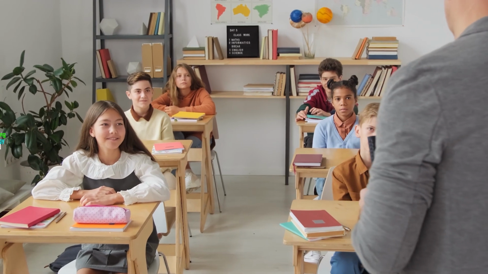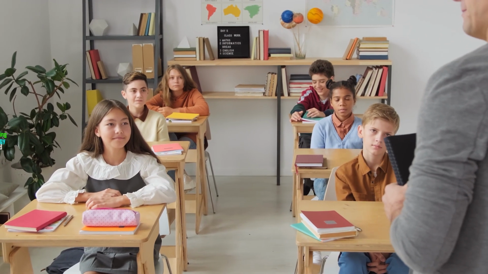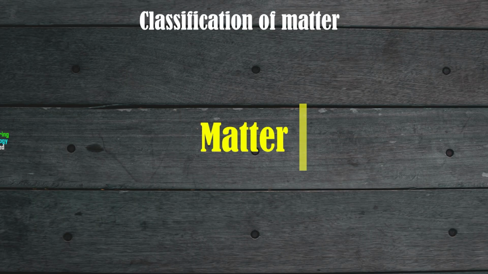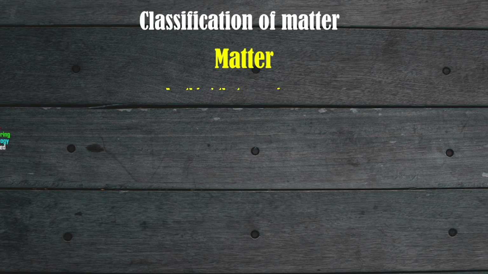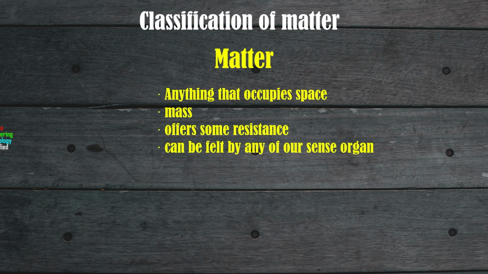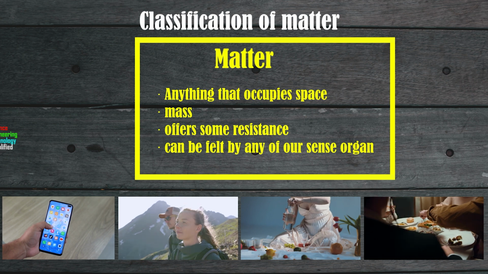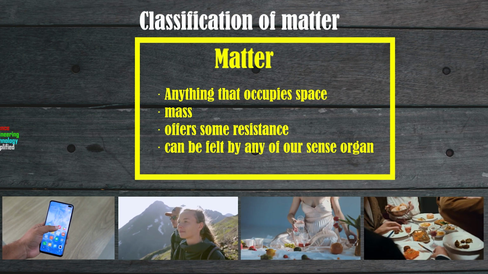Well, stay with me till the end for a few minutes, and then you will become a master in the classification of matter. First, let us define matter. Anything that occupies space, has mass, offers some resistance, and can be felt by any of our sense organs, is called matter. Like your mobile, air, water, the food you have taken last night, everything is a matter.